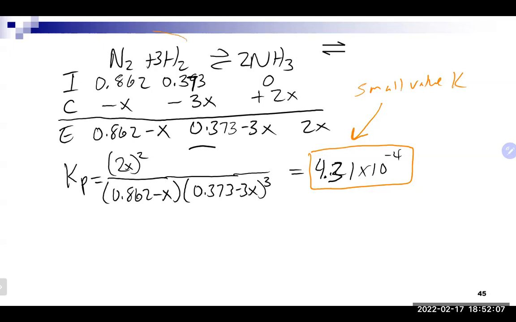We should mainly have reactants, right? So a small value of K means that we should mainly have reactants at that point. That means if we mainly have reactants, not a lot of change is going to happen. So in these situations where you have a relatively small K value, you can make an assumption and assume that x is equal to 0.